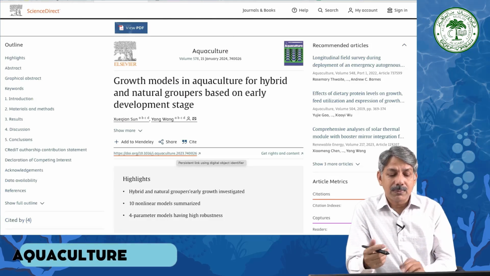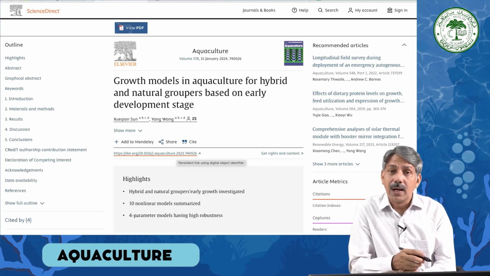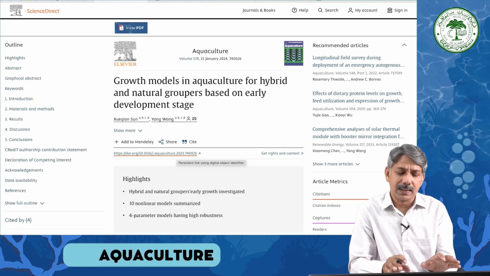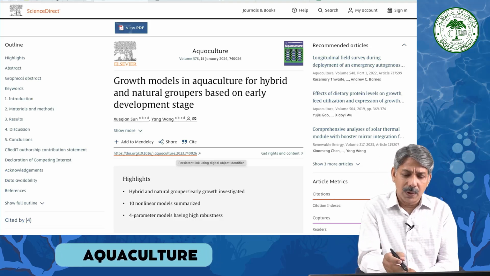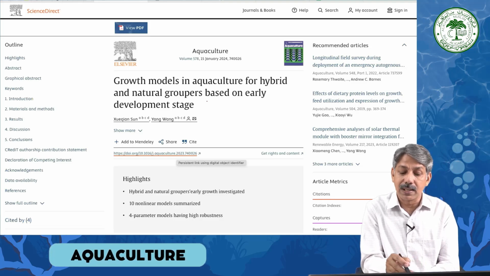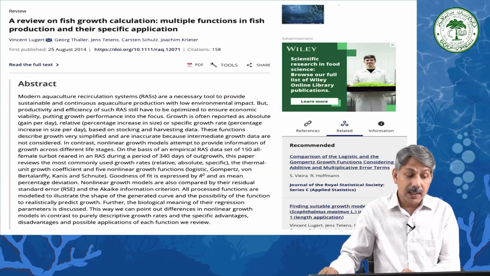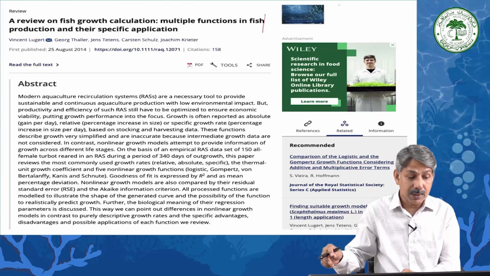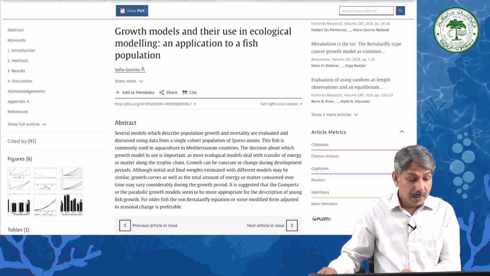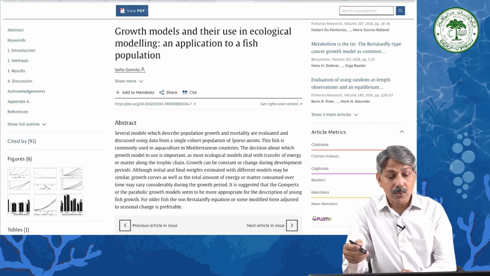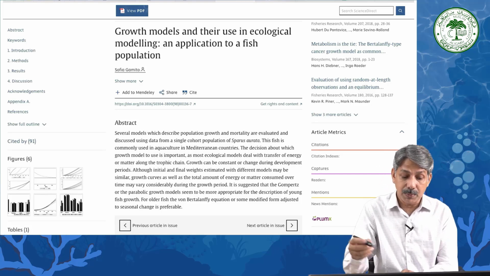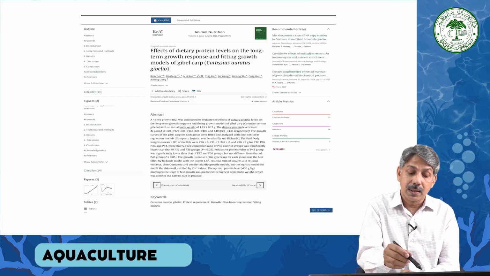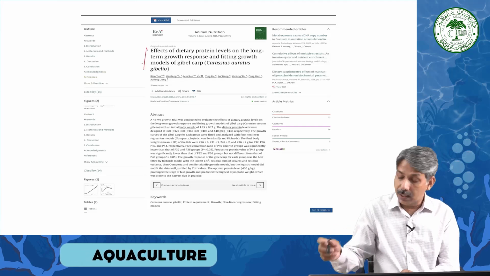Now, I have tried to show you some very good and important papers where you can get more information on this aspect, the growth models and growth performance in aquaculture or in natural water bodies. One is published in Aquaculture, Growth Models in Aquaculture for Hybrid and Natural Groupers based on early development stages. Then a review on fish growth calculation, multiple functions in fish production and their specific application. Again, a very good paper. Here we have another paper, Growth Models and their use in ecological modeling and application to fish population. And we have effects of dietary protein levels on long-term growth performance and fitting growth models for carp.